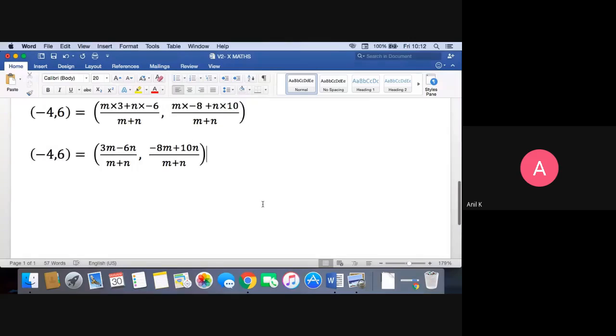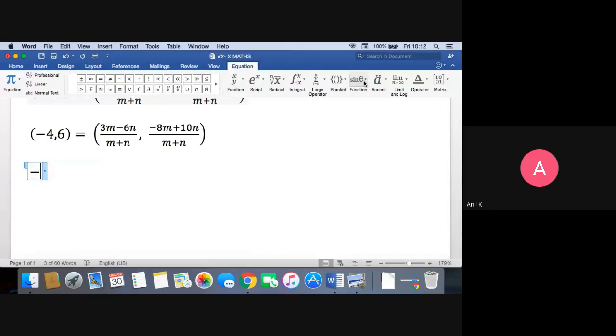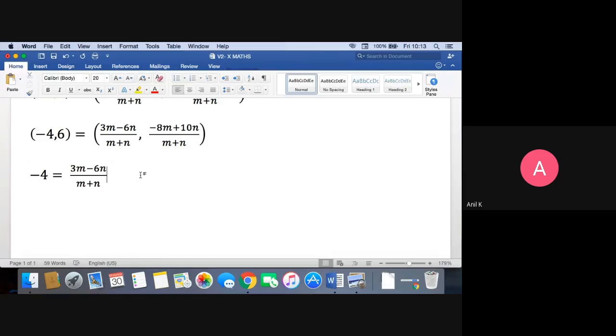Now I think in class 9th you studied, if 2 points are equal, then the corresponding x coordinates are equal and the corresponding y coordinates are equal. So here I'll take -4. Let me insert the equation only. -4 must be equal to this one. Here the x coordinate is -4 and the RHS x coordinate is 3m minus 6n upon m plus n. If you want to equate, you can equate the y coordinates. You can do any one of them, no need to do both.